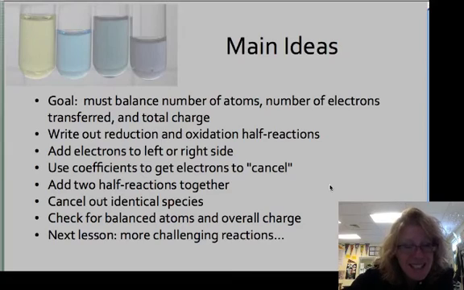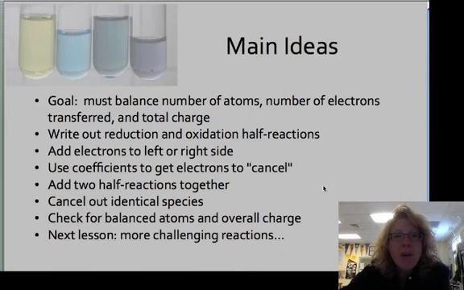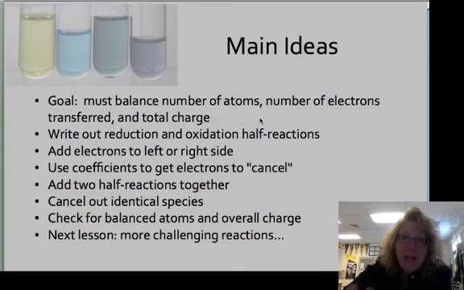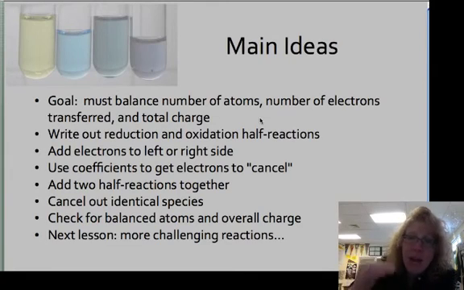So here's the ideas in terms of what we're doing. I know this is a short one, pretty straightforward, but this is the idea that we're trying to get. We need to have it balanced 3 ways: atoms, electrons, and charge. How do you do this? Number 1, you identify your 2 half reactions. Here's an oxidation half reaction, here's a reduction half reaction.